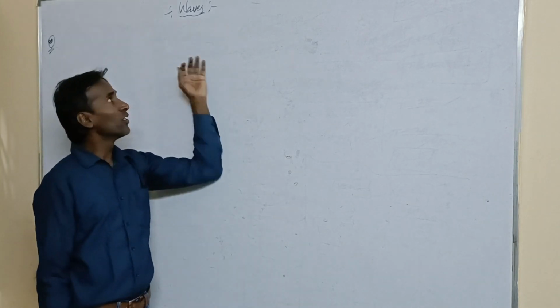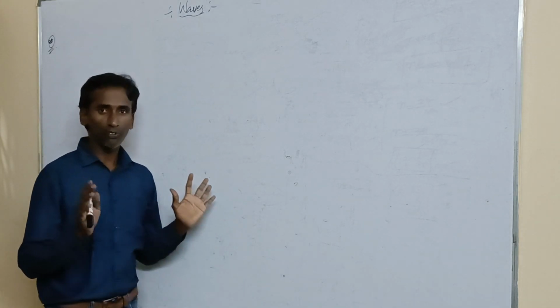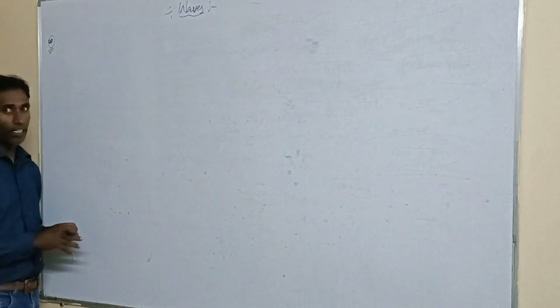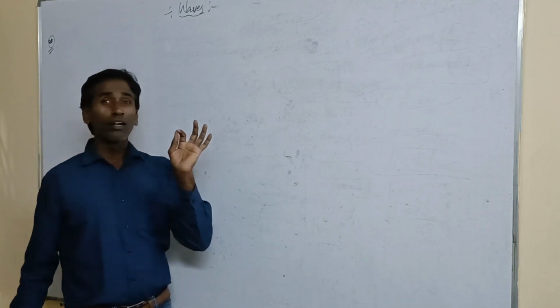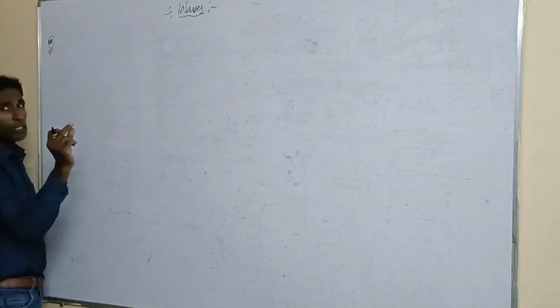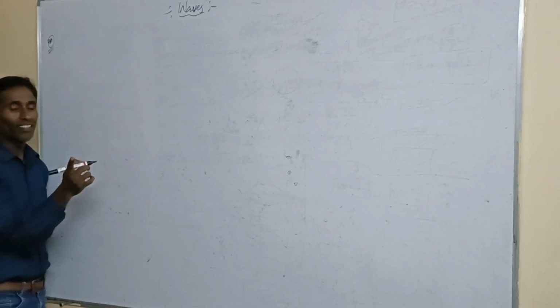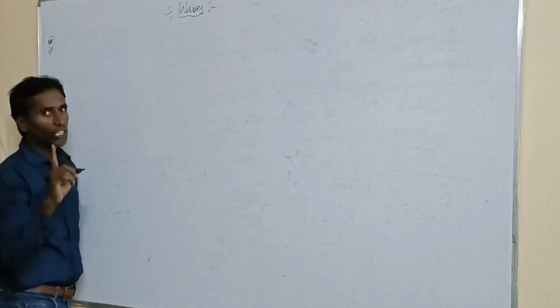From today onwards, the new chapter is waves. In the waves chapter, first of all, I am taking the first topic, displacement relations. That is, displacement in a progressive wave. We have two types of progressive wave: one is a positive progressive wave, another one is a negative progressive wave.